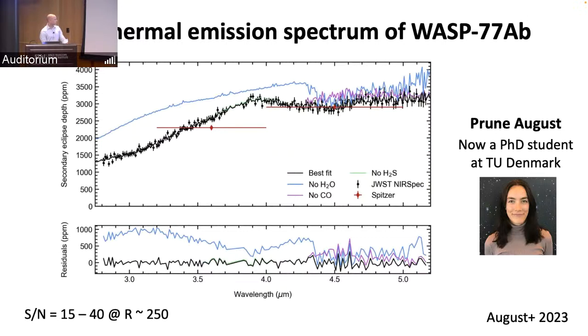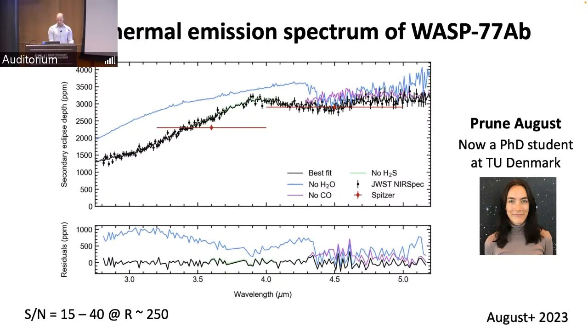This is a really precise thermal emission spectrum, signal to noise of 15 to 40, a spectral resolution of R of 250. And so you can see overplotted in this the Spitzer points that we had before. We have basically similar level of precision on these Spitzer points, but now we're doing it at moderate resolution spectroscopy over this wavelength range. Here you notice an absence of CO2 and then also strong absorption from water.